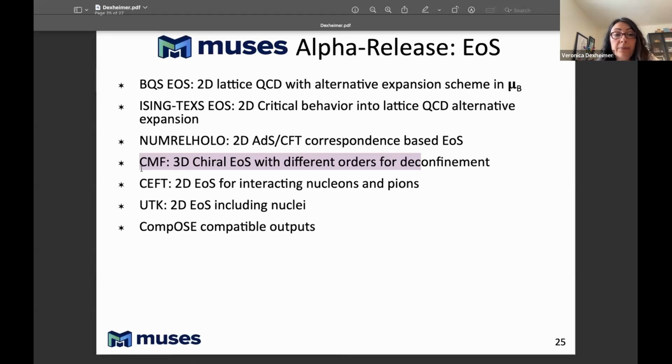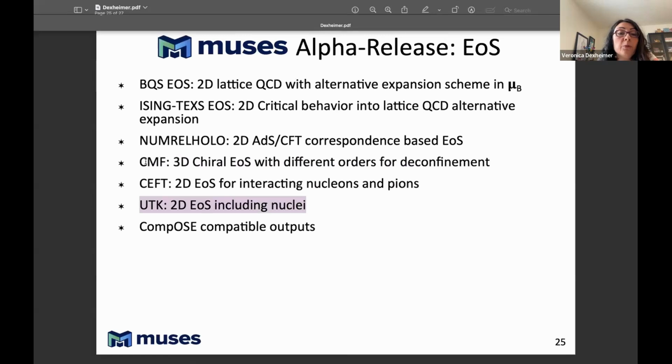So on the low temperature part, we also have chiral effective field theory, which for the time being is only being released at 0 temperature. It is 2D, meaning μQ and μB. And then we have the model that I mentioned, that's the only one that contains nuclei. For the time being, we are using it at 2D, which is effectively 0 temperature and μB.